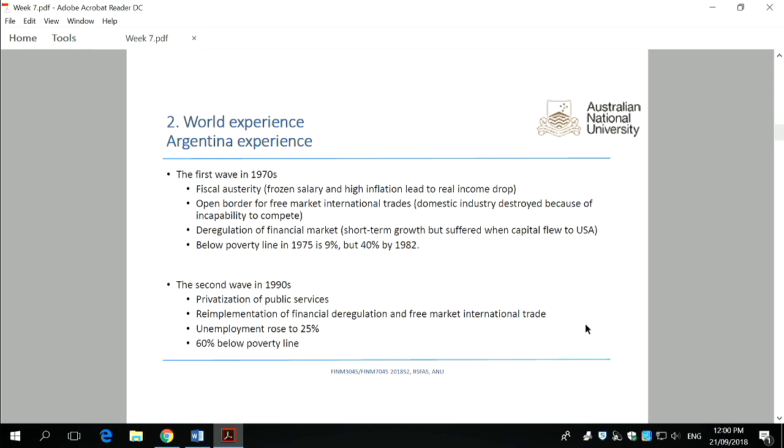Right? And so the total result of it is, before they did this policy, Argentina's poverty rate was 9%. That means 9% of the population lived underneath the poverty line. After this destruction, it rose to 40% in 1982. So 40%, almost half of the people, live under the poverty line.